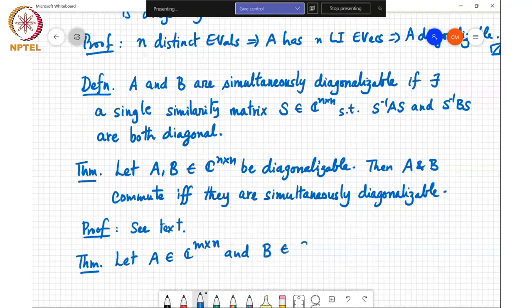Sir, what do you mean by A and B will commute even there? I just said it in words, but... Oh, okay. Okay, sir.